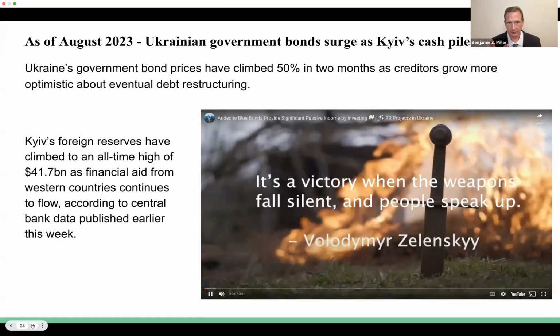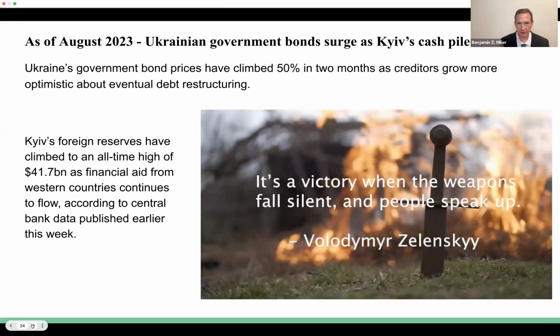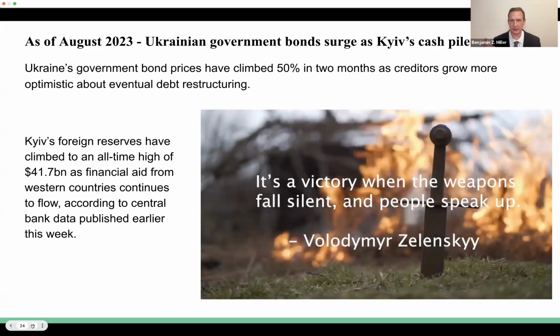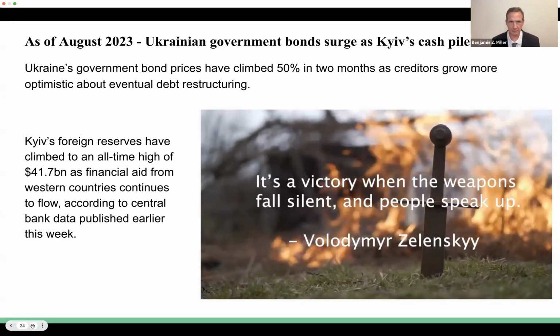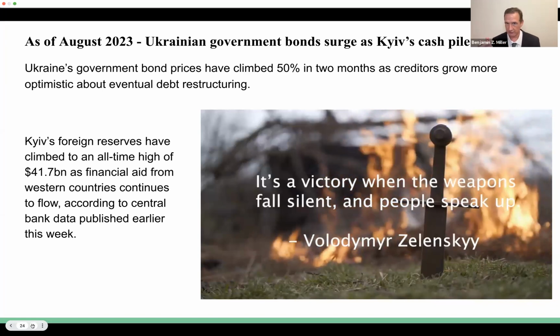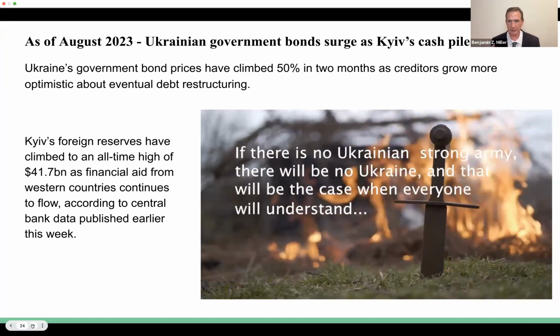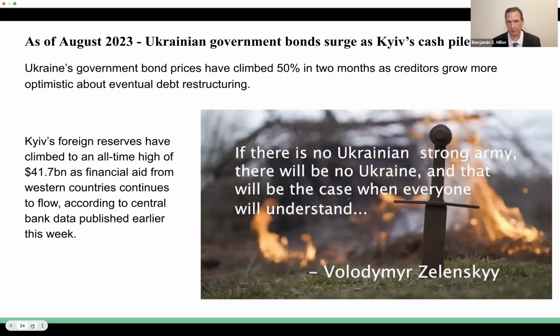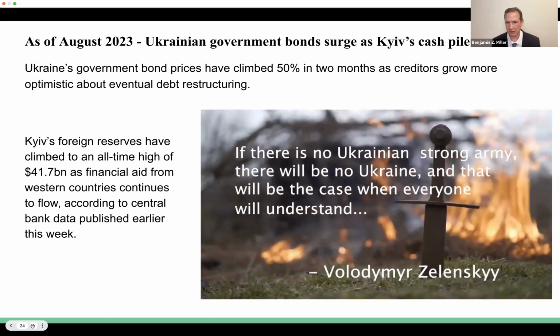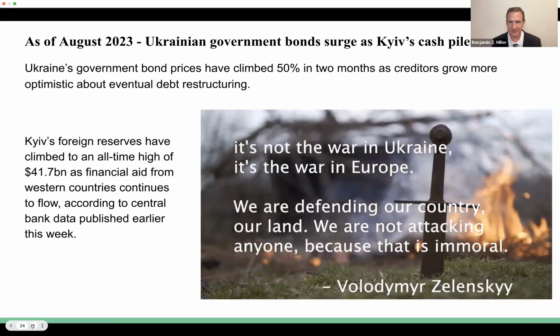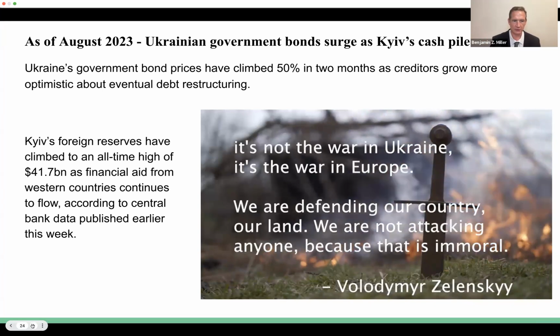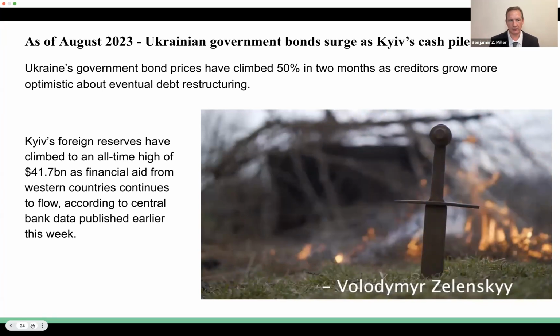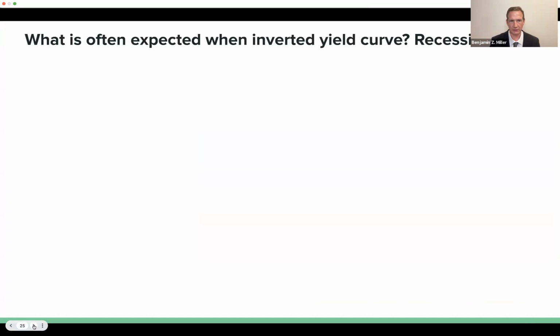The Ukraine government bond prices climbed 50% in 2 months as creditors became more optimistic. That was as of August 2023. And the Kiev foreign reserves have climbed to an all-time high of 41.7 billion. So there's a lot that is going on there, and it's important to think about this.